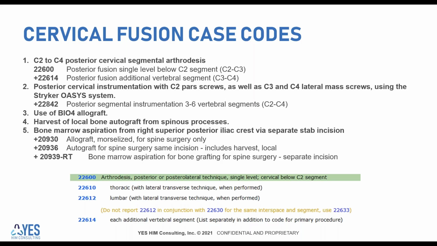And then for the allograft, autograft, and bone marrow, you would code additionally 20930, 20936, and 20939, and you would add the RT for laterality.